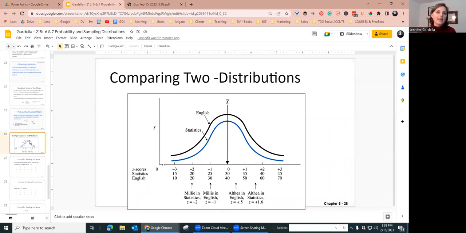Now, what we're trying to do here is compare distributions. This is what it allows us to do. We can then take scores and samples from bigger distributions, and we will have more examples of those going forward. This just gives you an example, though, of what it's like to compare those two distributions. You can compare English to statistics.